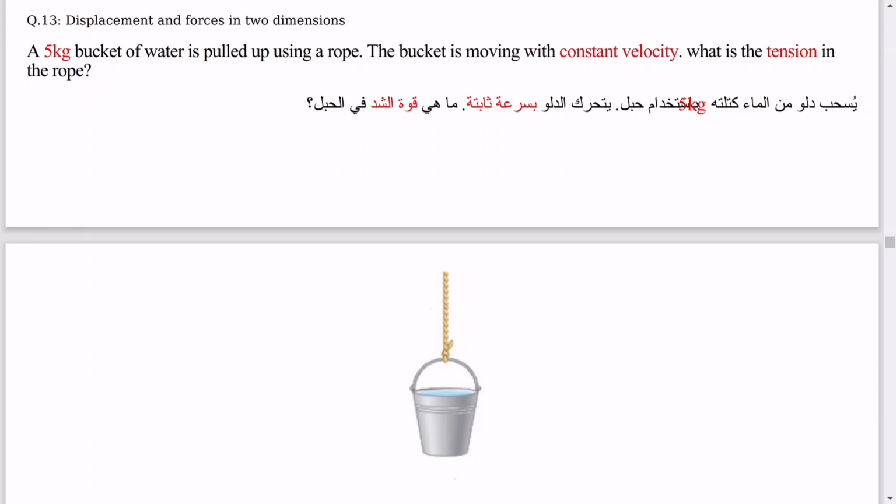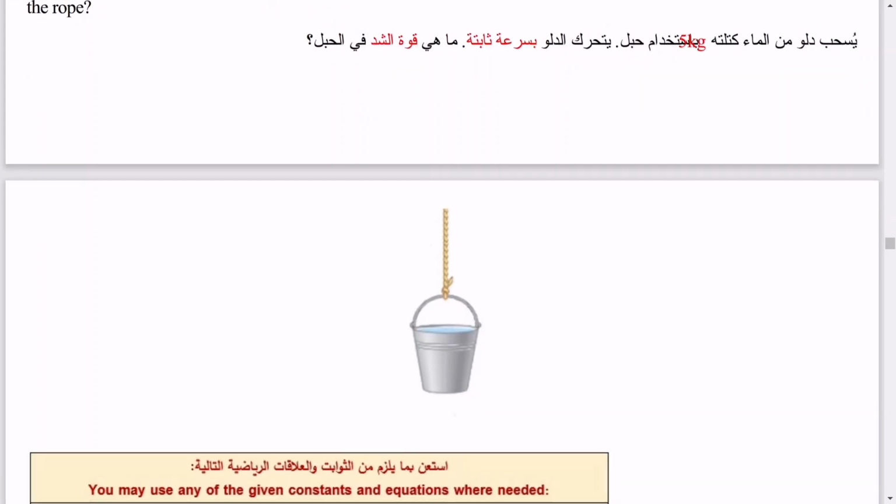Question number 13. A 5 kilogram bucket of water is pulled up using a rope. The bucket is moving with constant velocity. What is the tension in the rope? If any object is moving with constant velocity, the forces are balanced: the upward force and downward force will be equal. The tension force is equal to the force of gravity.